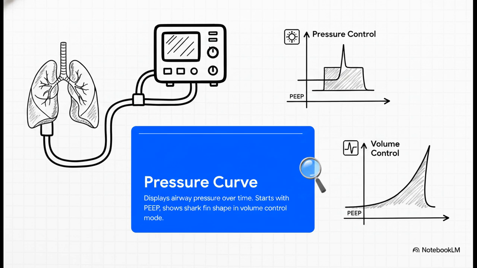If you're running the vent in pressure control mode, you're going to get a somewhat squared-off shape. But if your patient is in volume control mode, this curve takes on a really distinct, sweeping shark fin appearance. That visual shark fin, that's your immediate dead giveaway for the mode you're operating in.